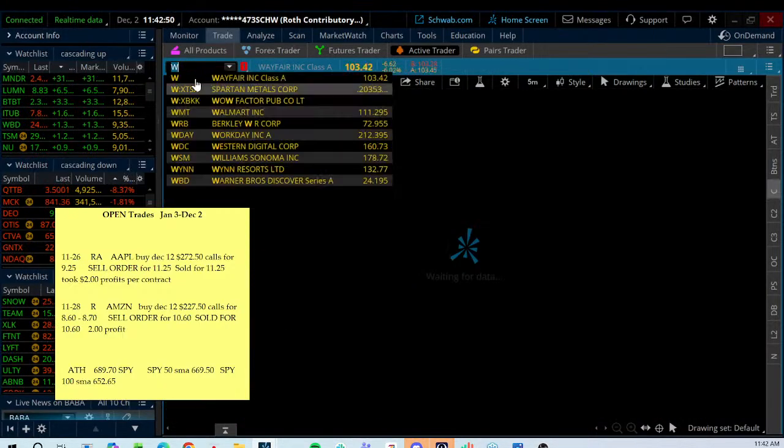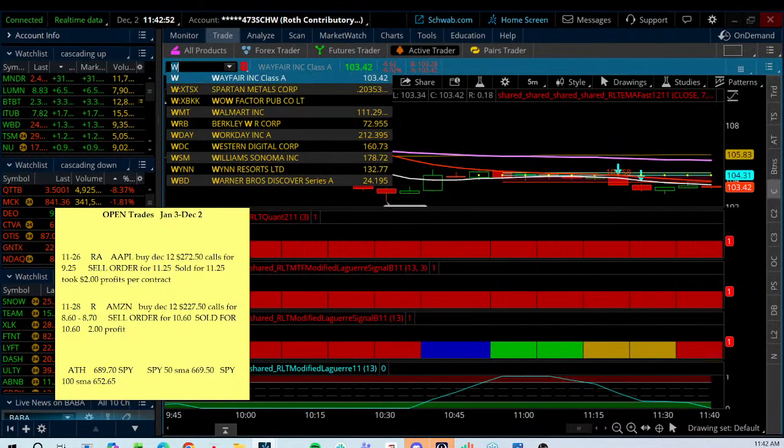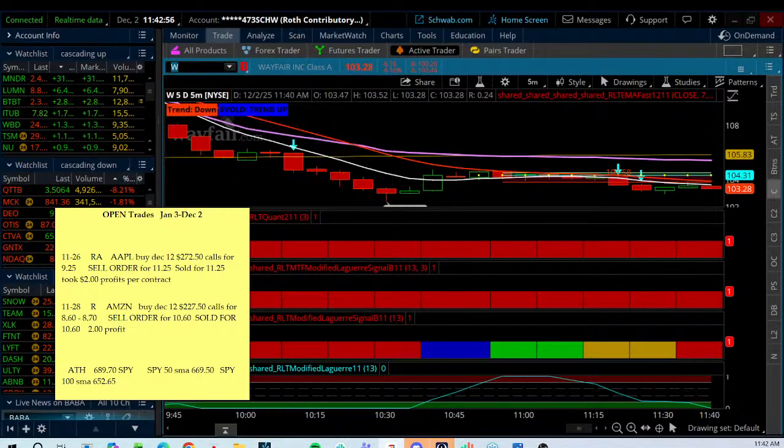So again, just watching W here right now, to see if we can get a pullback in that. W trading at, again, I paid $325 for it. It's $327 right now, so basically right at break even.